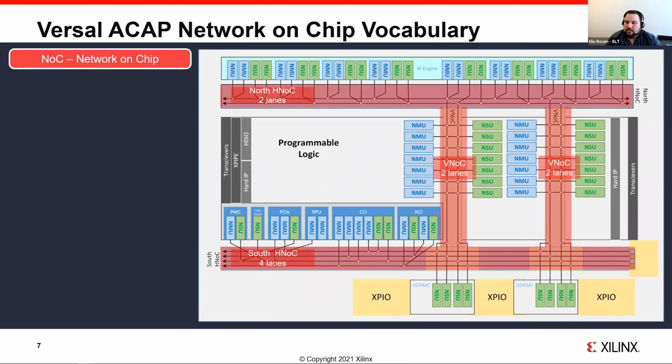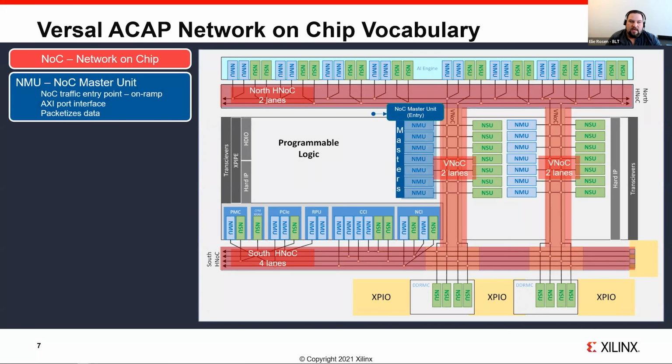So some terminology that's important when we're talking about the NoC. I already mentioned the HNoC and the VNoC, which are the horizontal and vertical NoC spines. Those comprise the network on chip architecture. We also have NoC master units. These are your entry points into the NoC superfast highway, if we want to call it. This will organize your data, bring it through all the switching networks, and allow it to get to the destinations that they're expected to go to.